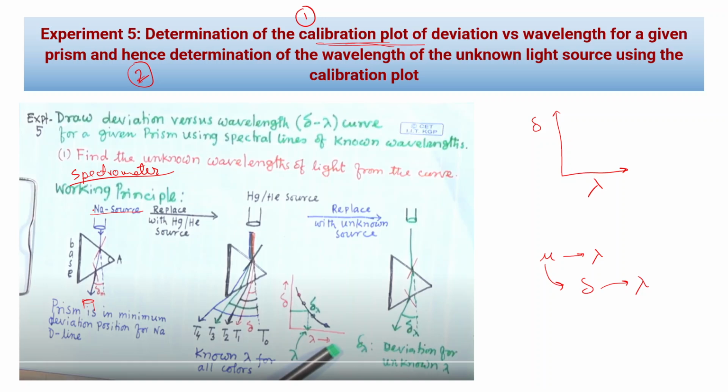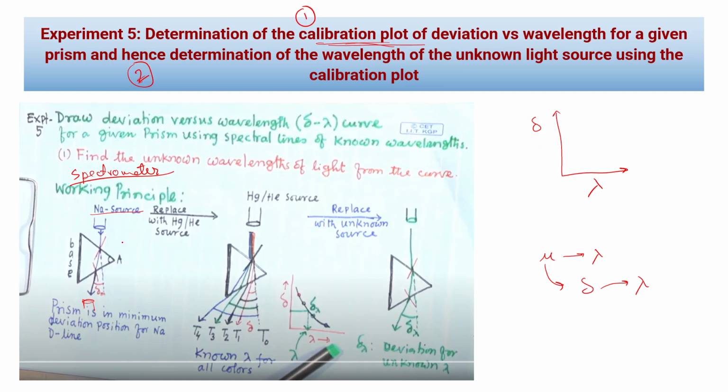After this, without disturbing the prism, we have to replace this sodium source with a white light source, either a mercury or helium light source, which gives white light, meaning it constitutes these 7 wavelengths. Then we have to measure the deviation for the different wavelengths.